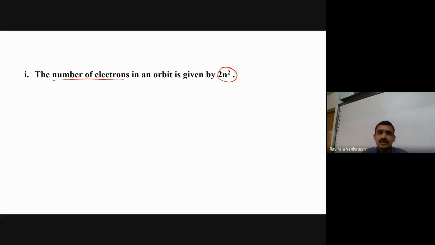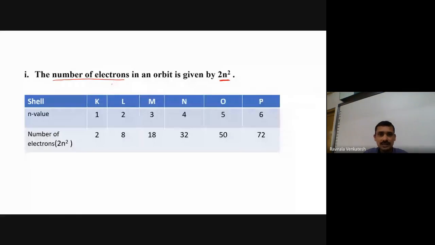This is the formula, 2n square. The formula we are using is what? 2n square. So for example, I want to calculate how many electrons are present in the fourth orbit. Okay, I want to calculate the number of electrons in the fourth orbit, isn't it? This is the fourth orbit.